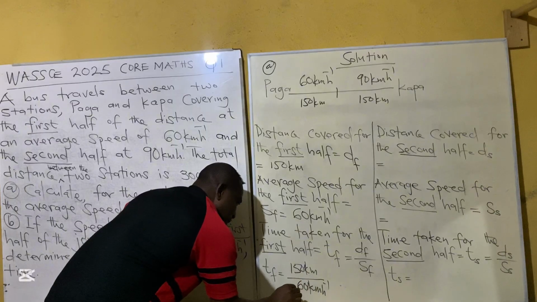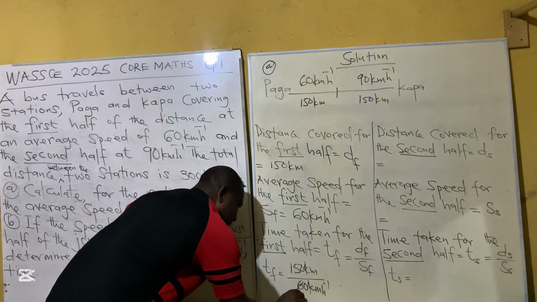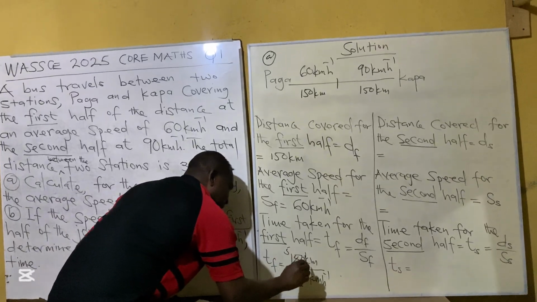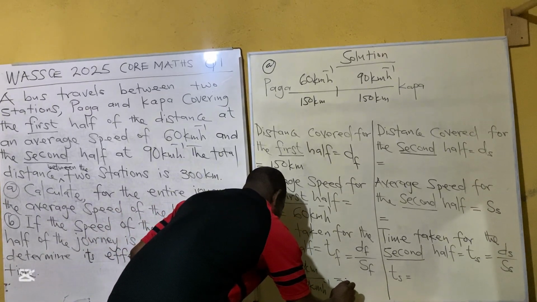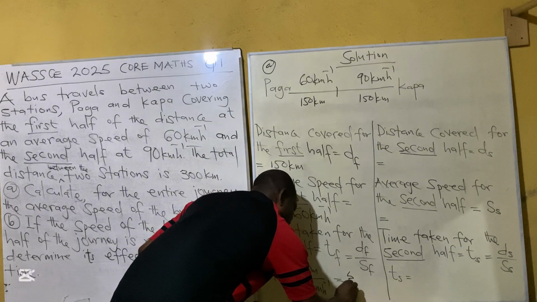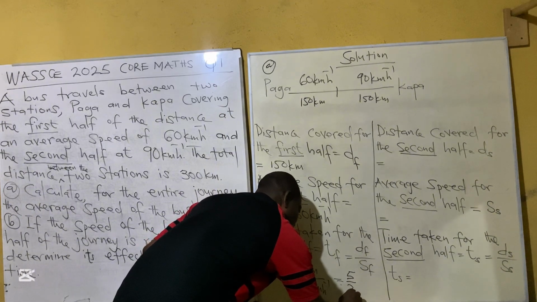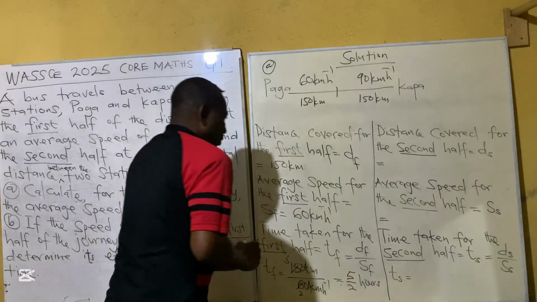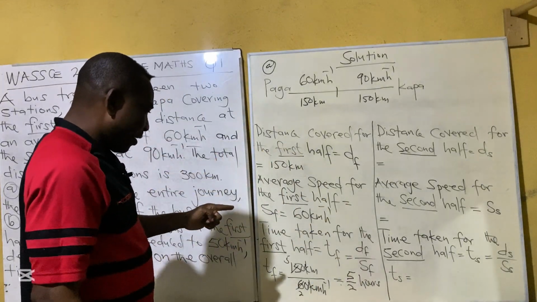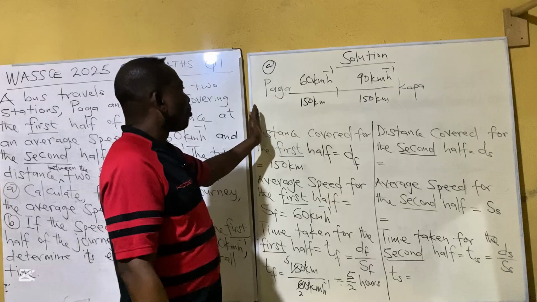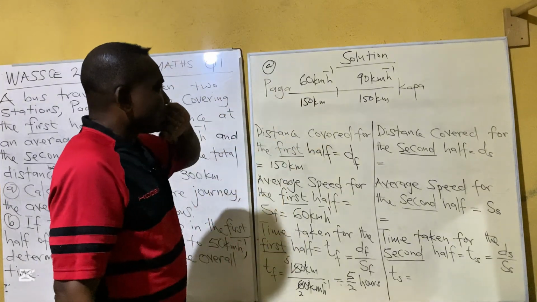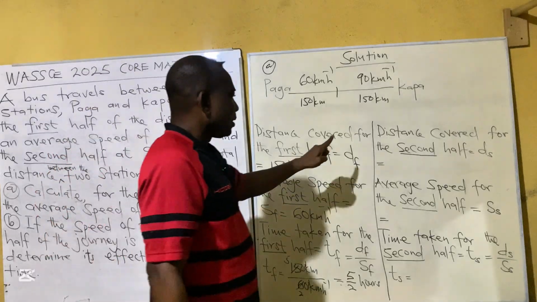0 cancels 0. 3 goes into 6, 2. 3 goes into 15, 5. So it is equal to 5 over 2 hours. So the bus used 5 over 2 hours to complete the first half of the journey. So let's look at the second half of the journey.